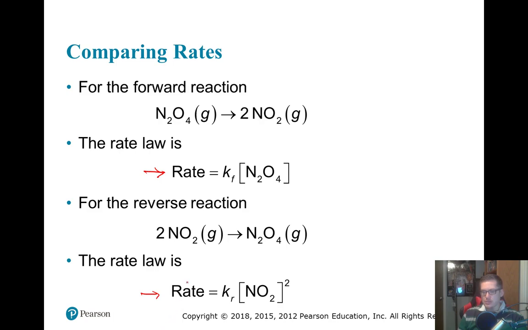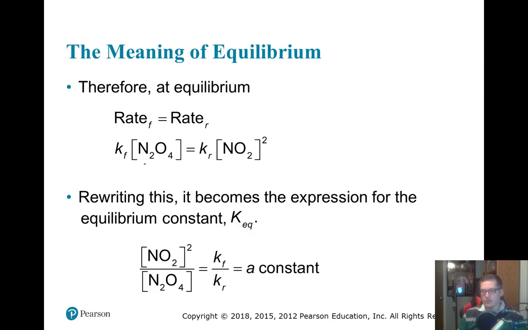Okay, now because we're at equilibrium, these two rates should be equal to each other. That's the whole point of equilibrium. That's the definition, that the rates of the reverse and forward reaction are equal to each other. So we can set these equal to each other. So the k of the forward reaction times N2O4 is equal to the k of the reverse reaction times NO2, and then squared, right? Because that's part of it.